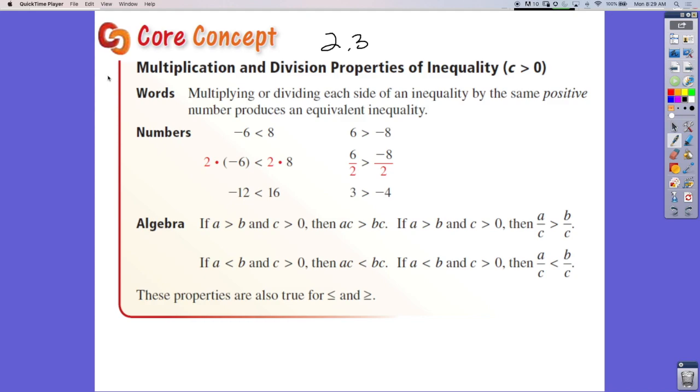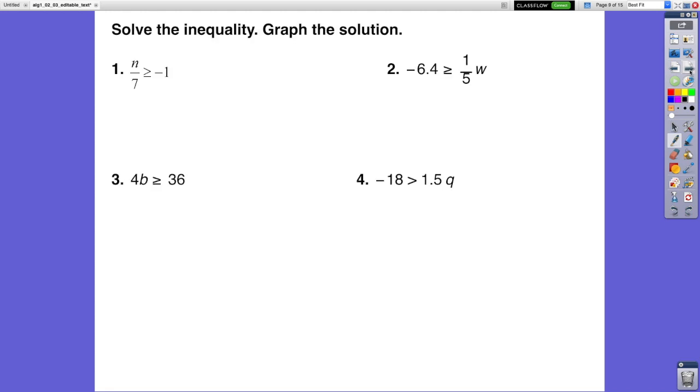Okay, so we're starting section 2.3, which is one-step equations used with inequalities, one-step inequalities. And the first part's super easy. All you do is you solve it. If it's a positive number, you solve it as you would a normal equation. So let's do a couple of these.